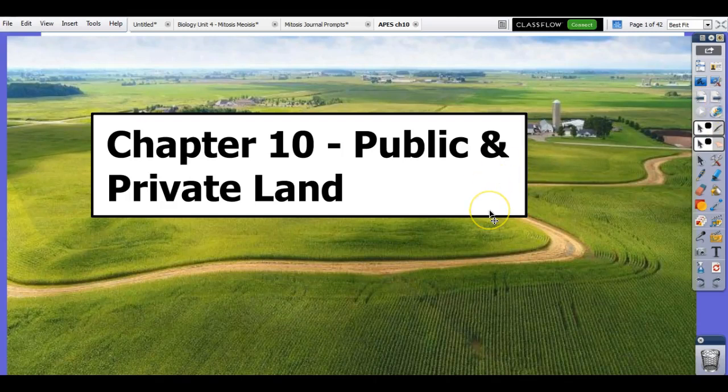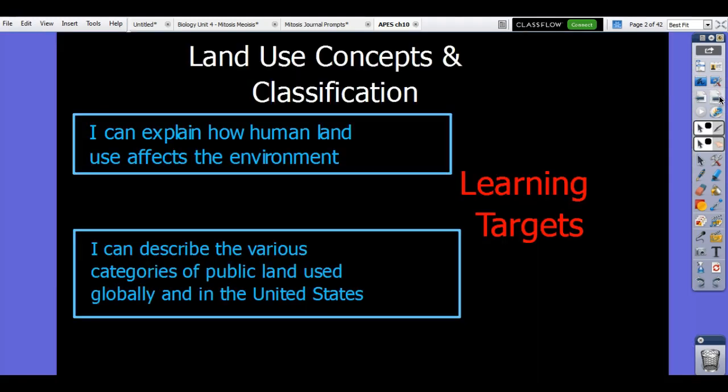So this is chapter 10, public and private land. So we'll be talking about basically how land is used in the United States. Sounds kind of boring, but there are actually some pretty fascinating parts. So our learning targets: explain how human land use affects the environment and describe the various categories of public land use in the U.S.